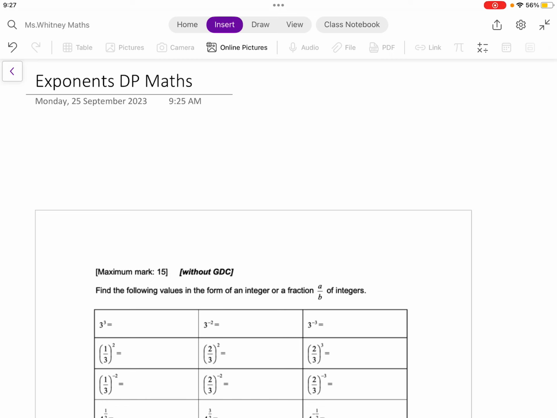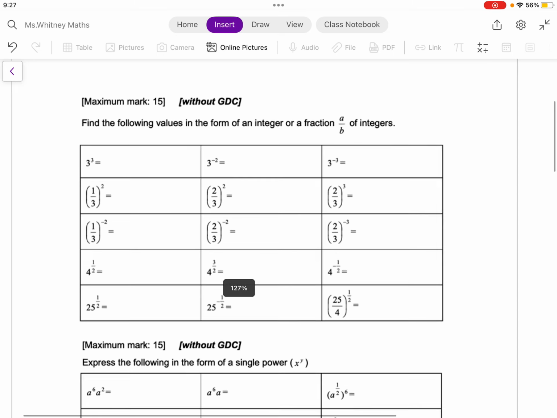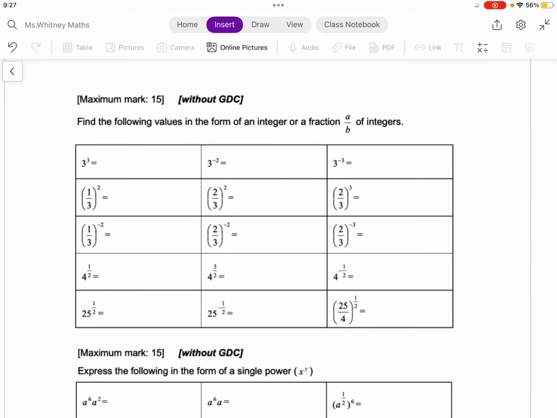Okay, today I want to look at exponents, and these are some of the exam style questions that come up on the DP papers. So I'm just going to go through these questions. If you haven't had a look at them yet, then just pause the video, attempt them, and then come back and I'll go through the answers for them.